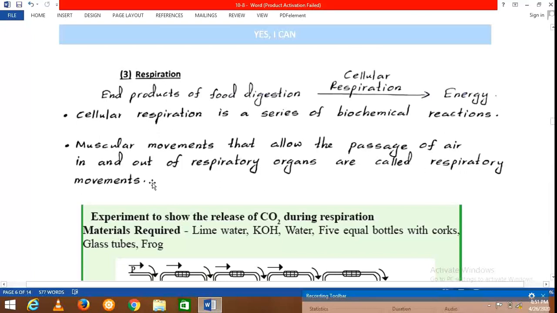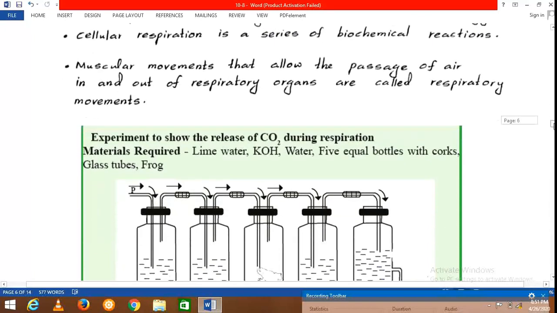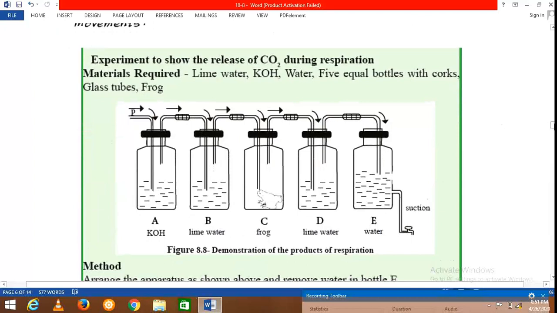Later in grade 11 you will learn about the external respiration, the internal respiratory movements, and finally the cellular respiration taking place. Here you are given a simple activity to show that carbon dioxide is released during respiration. This is the setup used for that.